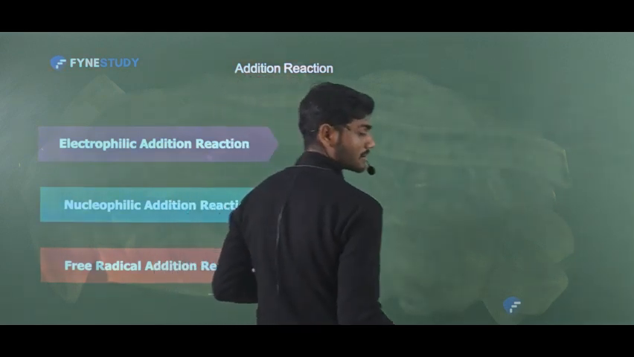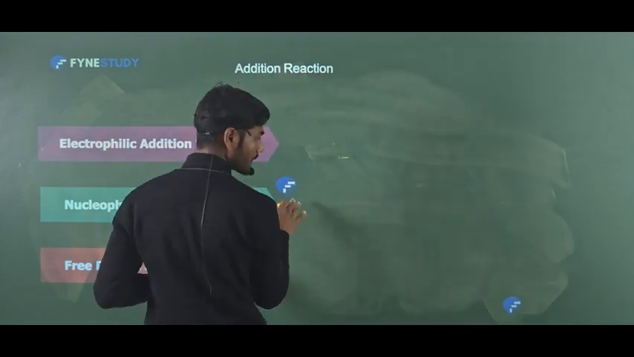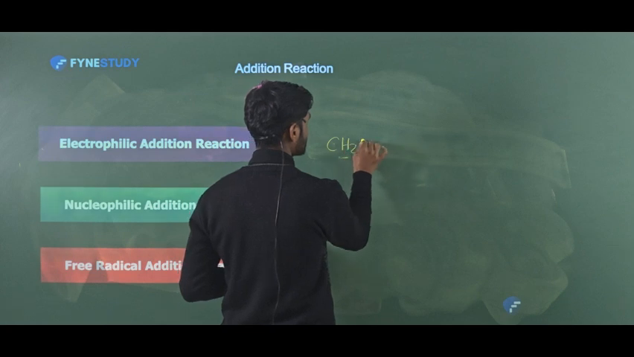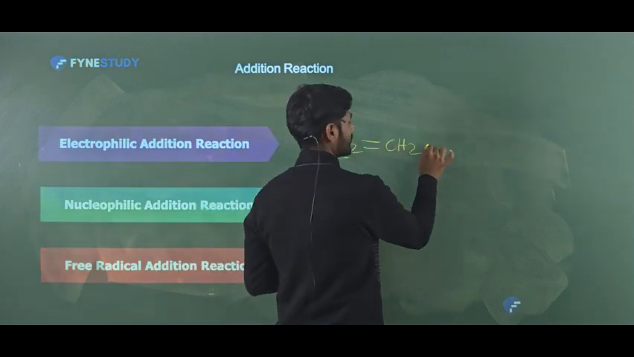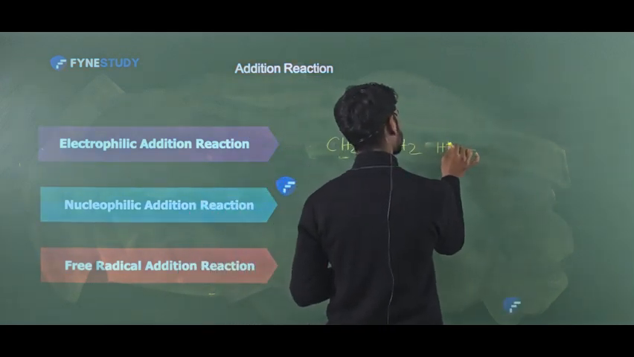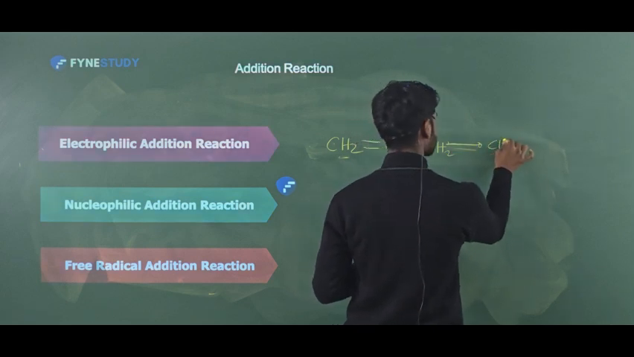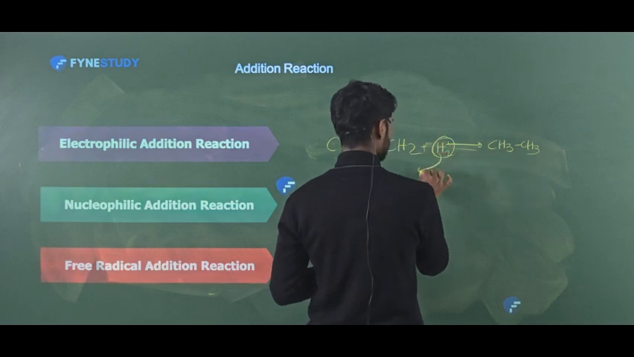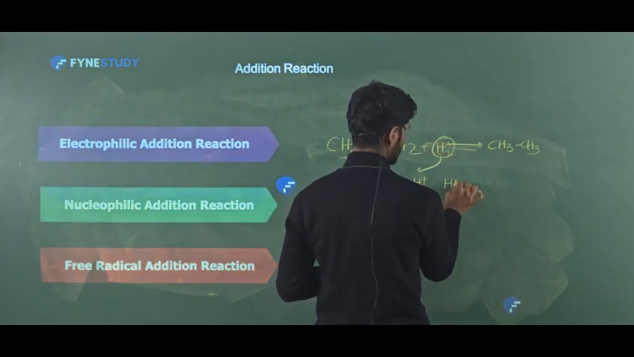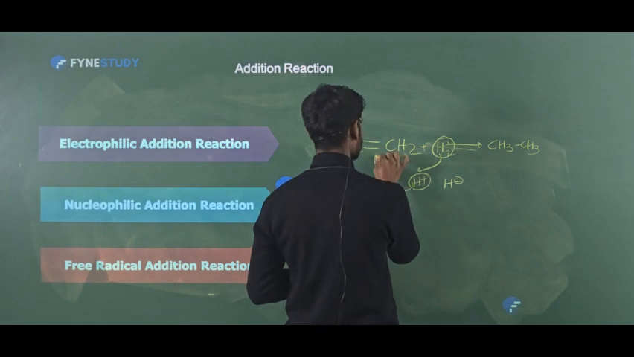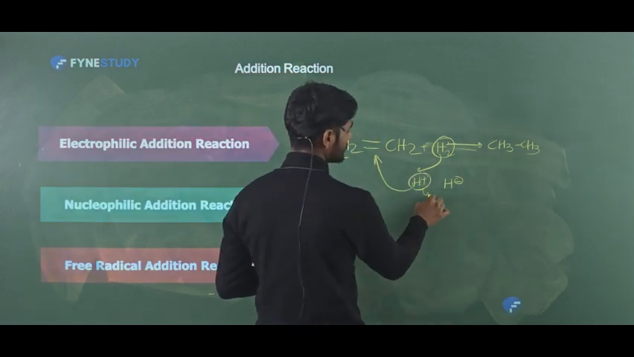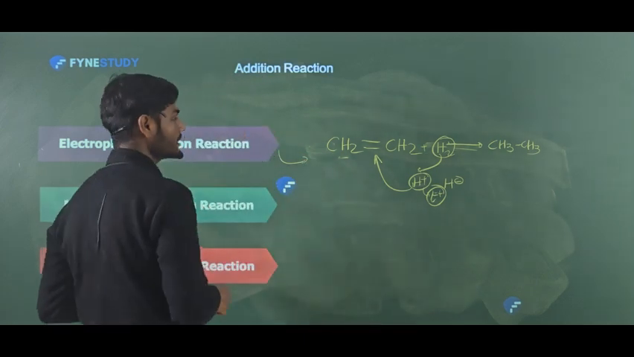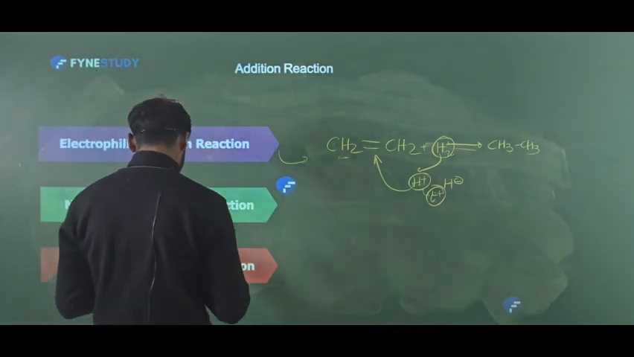See, previously I just gave the example of this one, CH2 double bond CH2 with H2 giving CH3, CH3. H2 breaks as H plus and H minus, and H plus is approaching here. It means the H plus is E plus, the electrophile. So this one is the example of an electrophilic addition reaction.